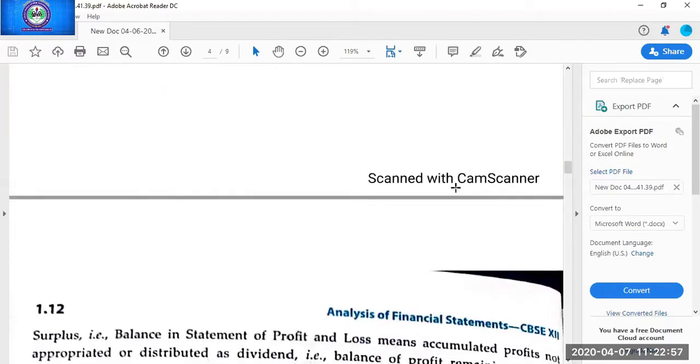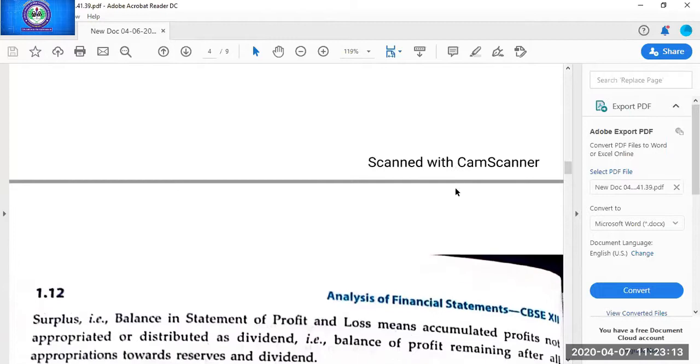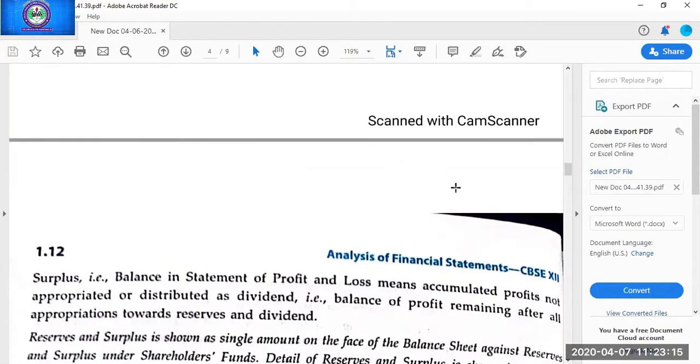You can do one thing in your notebooks: prepare a head-wise bifurcation of all the items, so it will be easy for you to learn. Share capital has two parts: equity share capital and preference share capital. Now I am going to the next head, which is reserve and surplus.